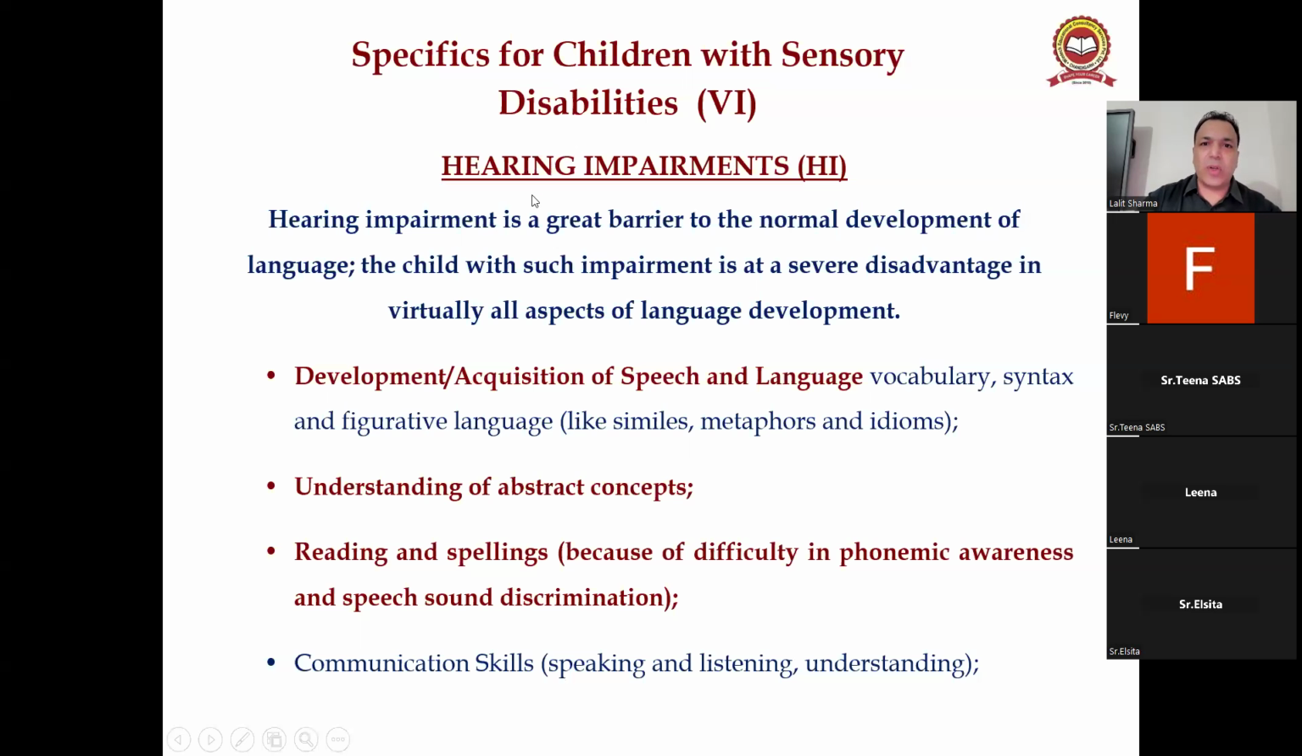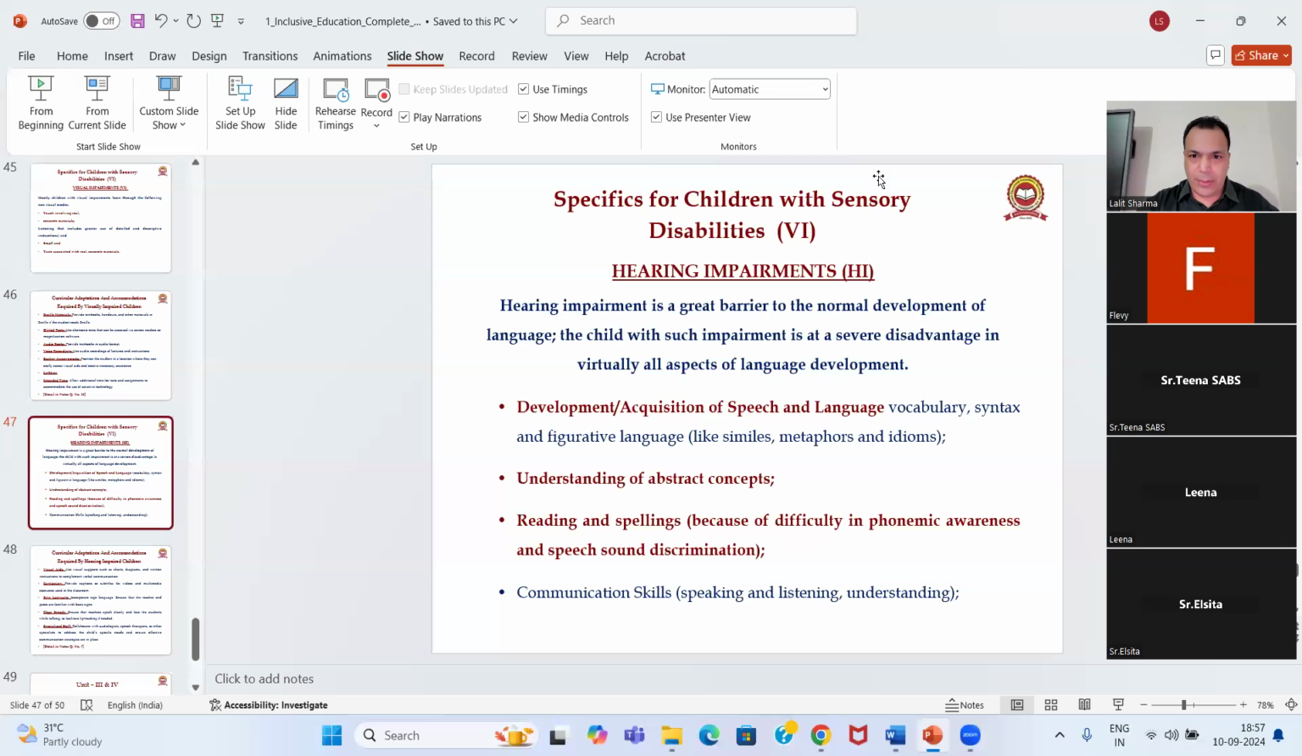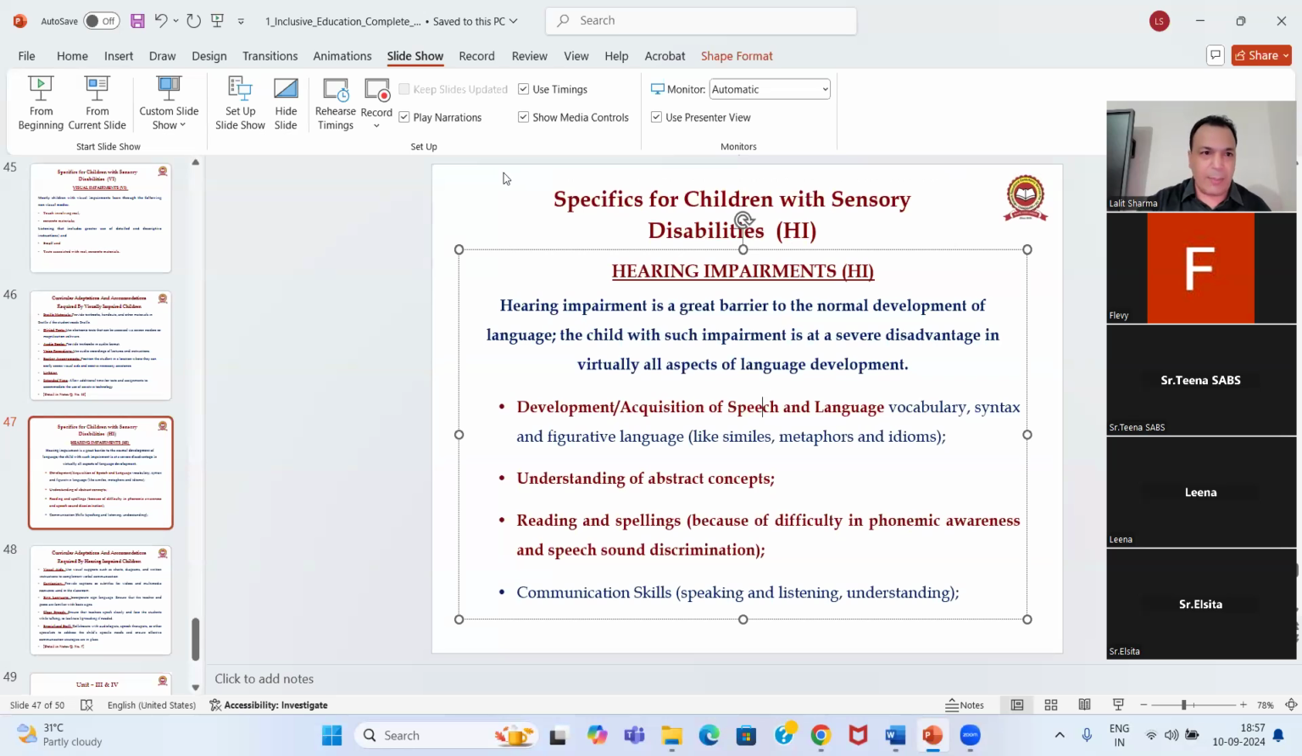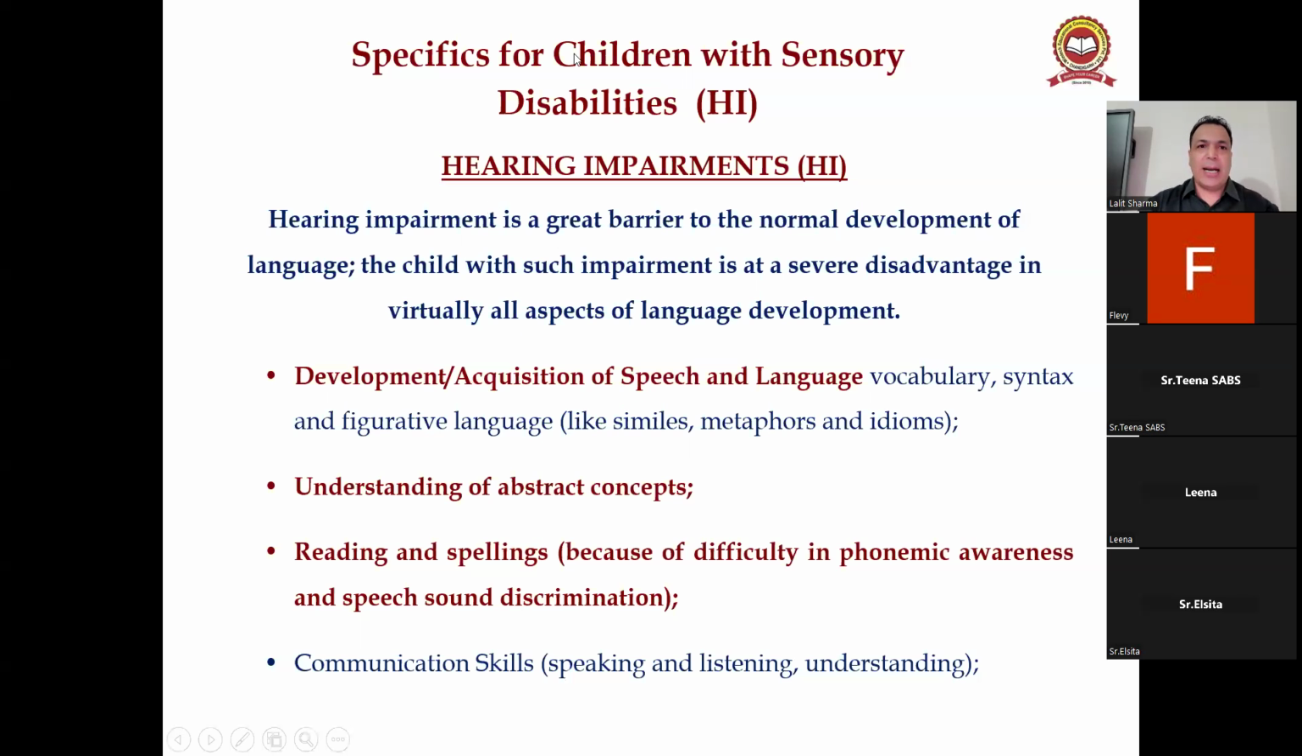Okay, specifics for children with sensory disability, VI, visually impaired. Here HI will come, right? Hearing impaired, right? Visually we are done. Now the next slide is specifics for children with sensory disability, HI, hearing impairment.